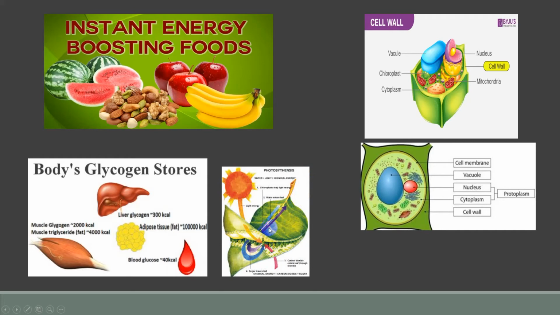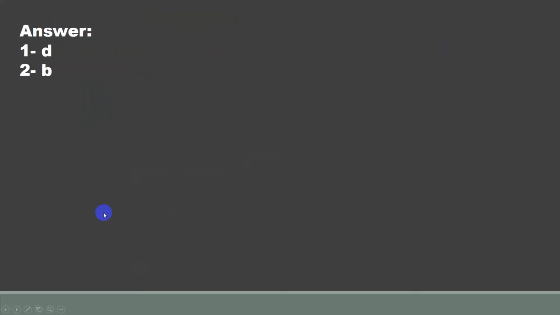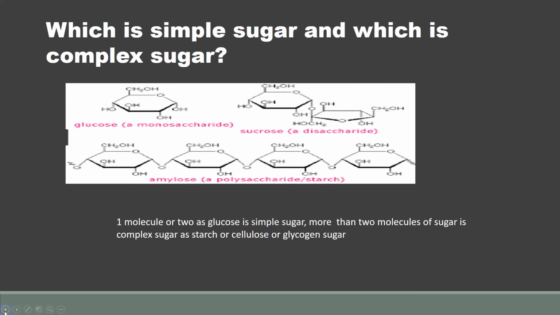اوكي يبقى نقدر نقول ان الكربوهيدرات بتعتبر مخزن للطاقة. بالنسبة للنباتات هي بتخزنها على هيئة ستارش في الورق بتاعها وبالنسبة للحيوان والإنسان بيخزن في الكبد والعضلات على هيئة سكر polysaccharide, complex sugar called glycogen. Okay, let's start the questions.